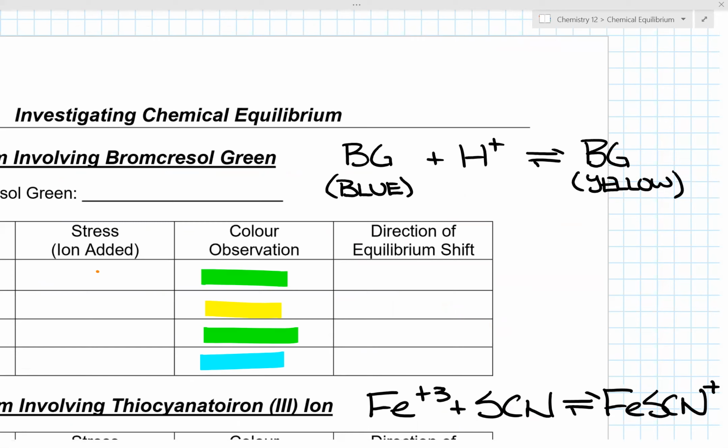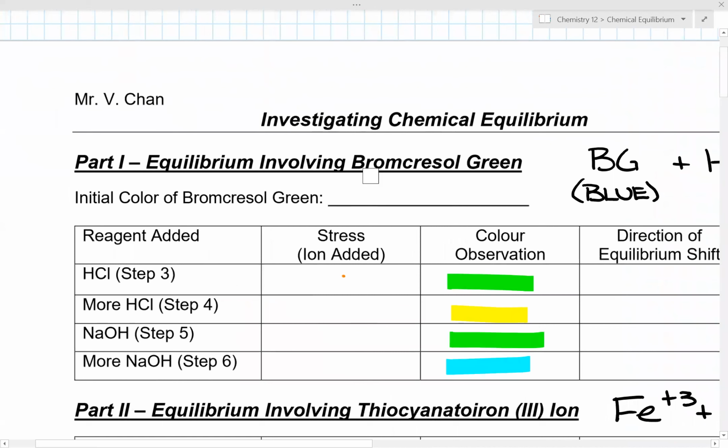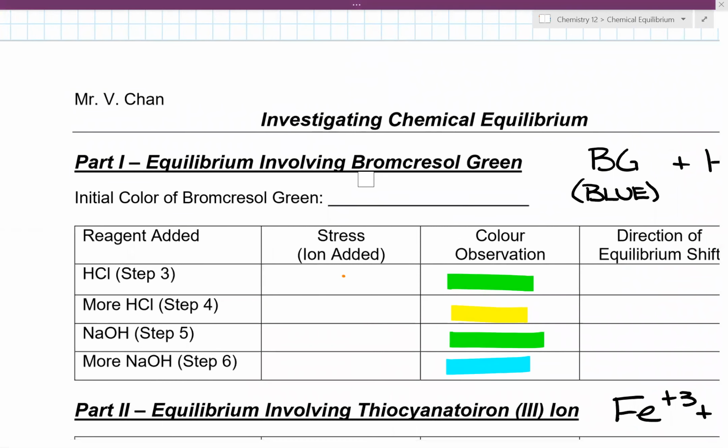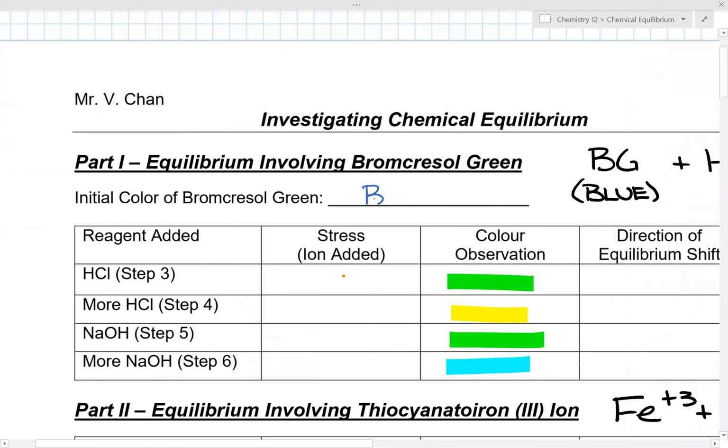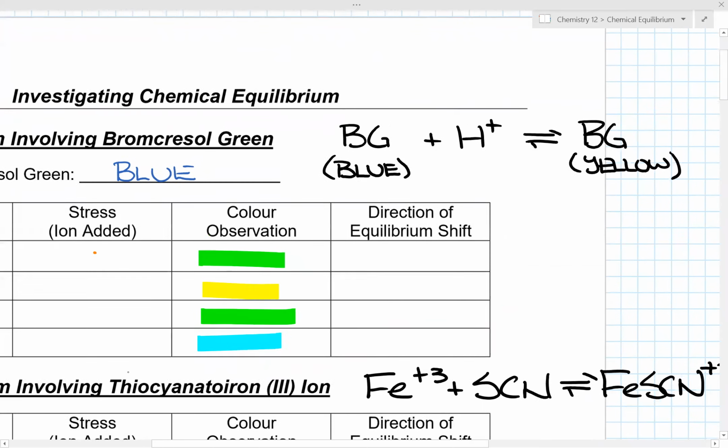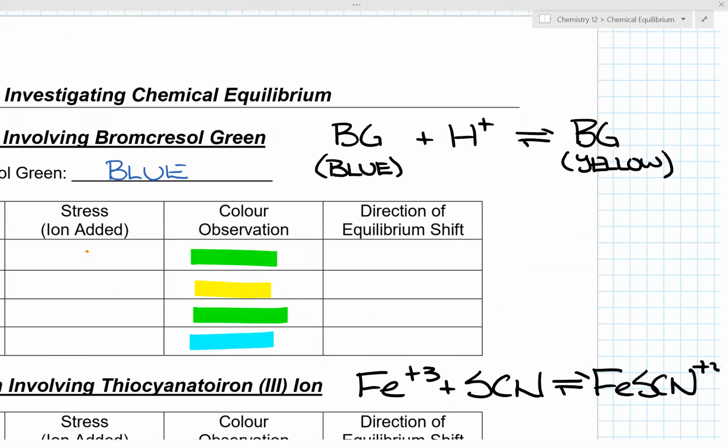Now, what was the original color of the bromocresol green? Did you folks report that color down? What was the original color? It was blue. So the original color was blue. Now, it went from blue to green.